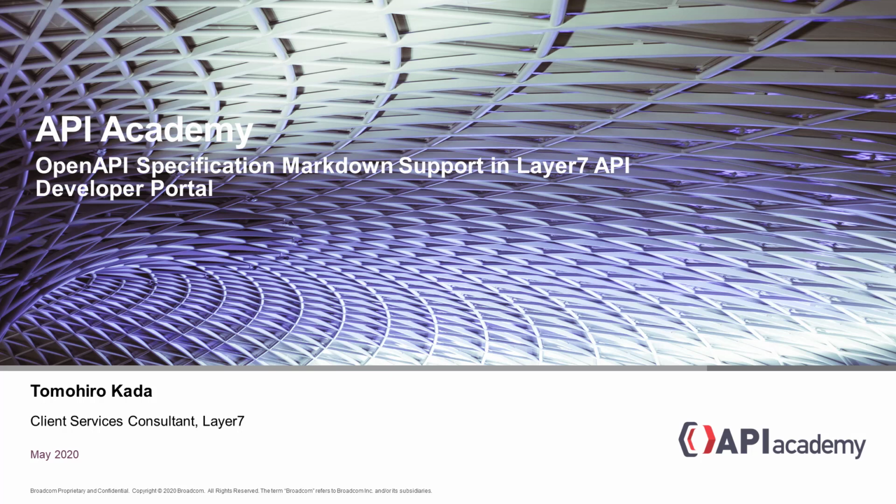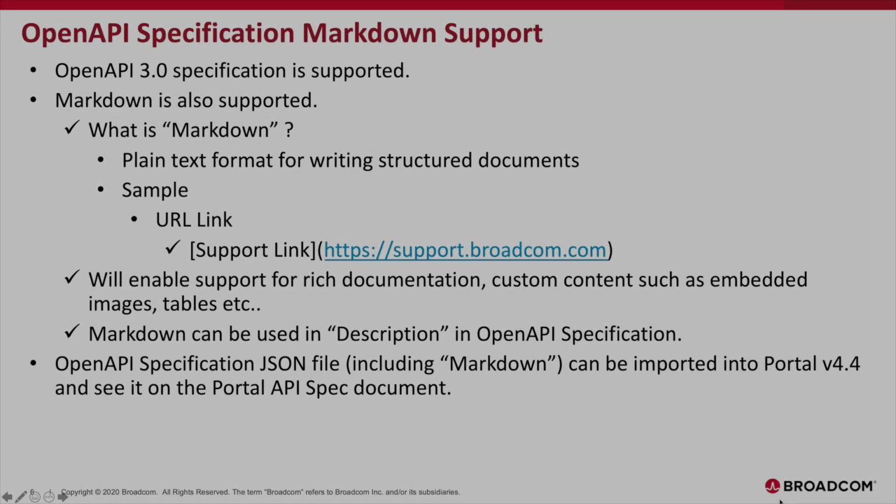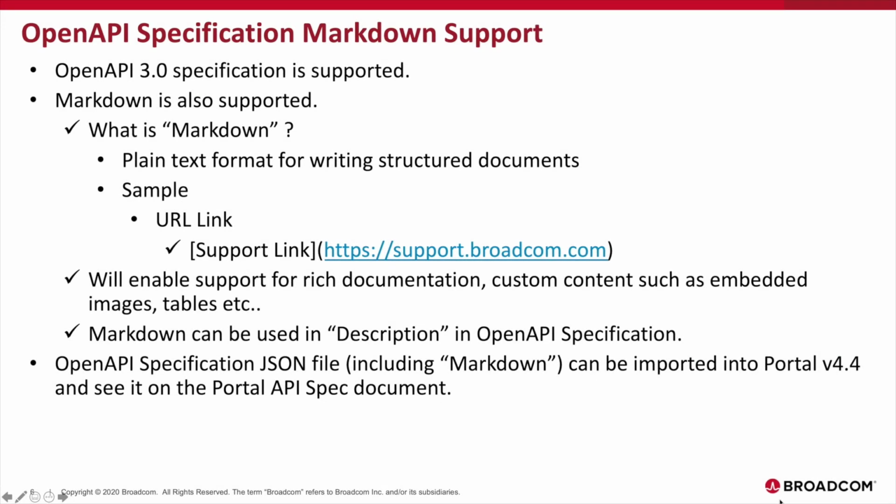In this video, we'll show the OpenAPI specification Markdown support in Layer 7 API Developer Portal. The OpenAPI specification defines a RESTful API interface in JSON or YAML format. It allows both humans and computers to discover and understand the capabilities of the service without access to the REST API source code. OpenAPI supports Markdown for rich text representation for the description field in the specification. Markdown enables support for rich document and custom content, such as images and tables.